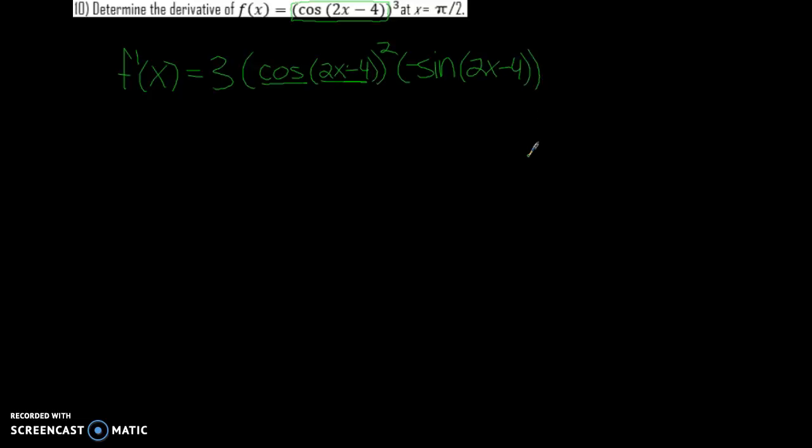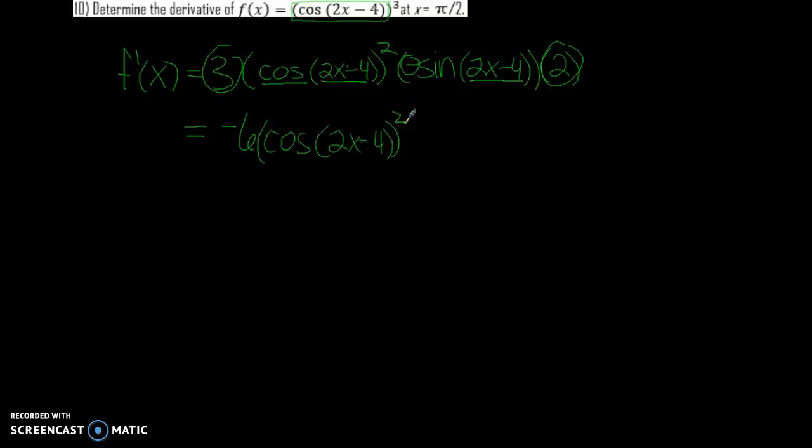Okay. Now, here's our inside function. Take the derivative of that, which is 2. Okay. Derivative of 2x minus 4 is 2. And so we're going to multiply the 2, the negative, and the 3, giving us negative 6. And then what we have left, cosine 2x minus 4.